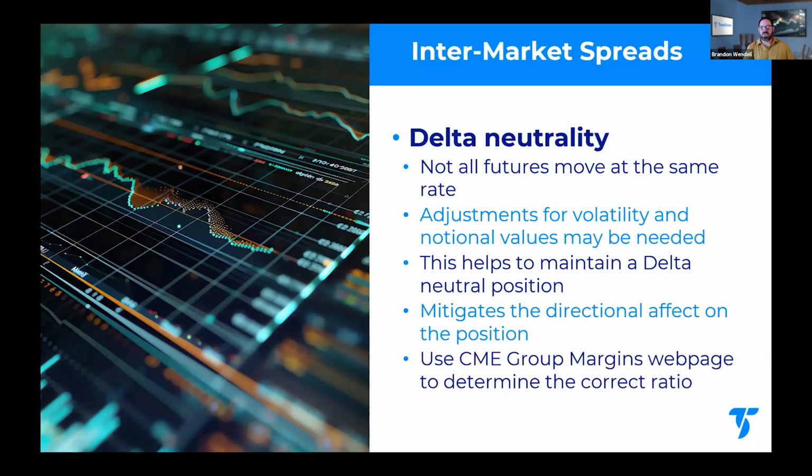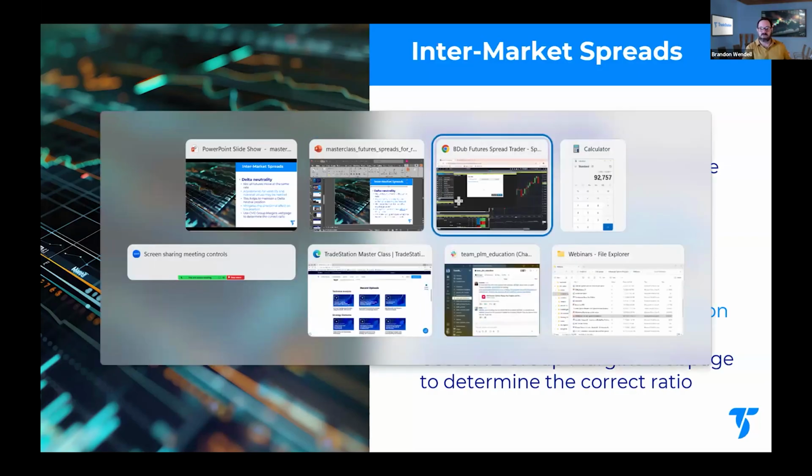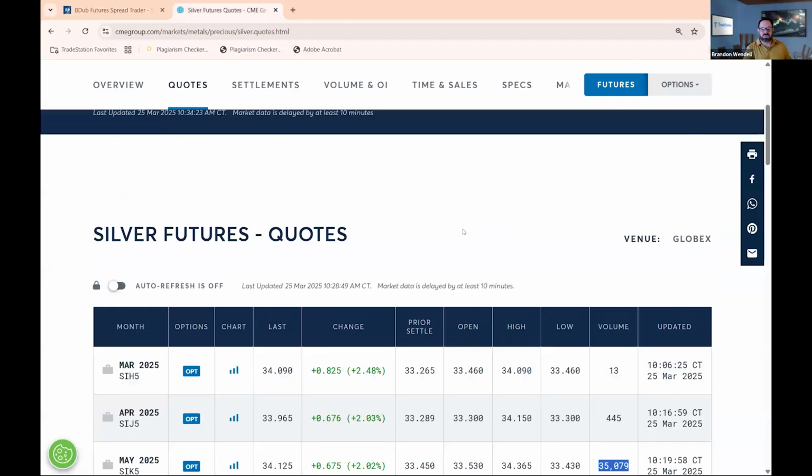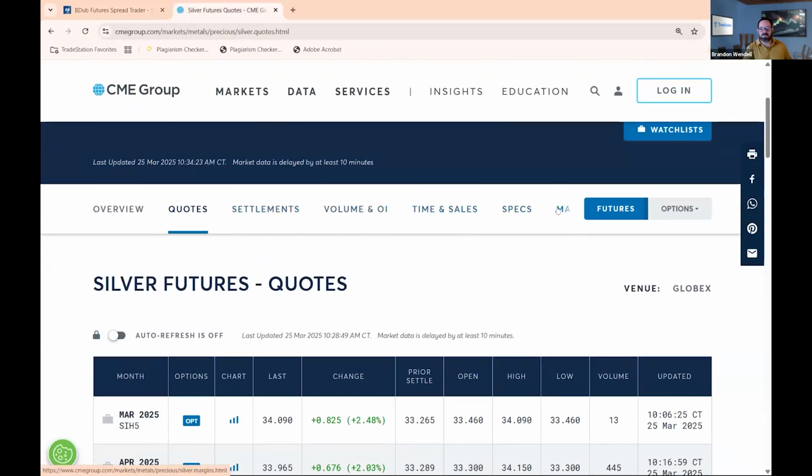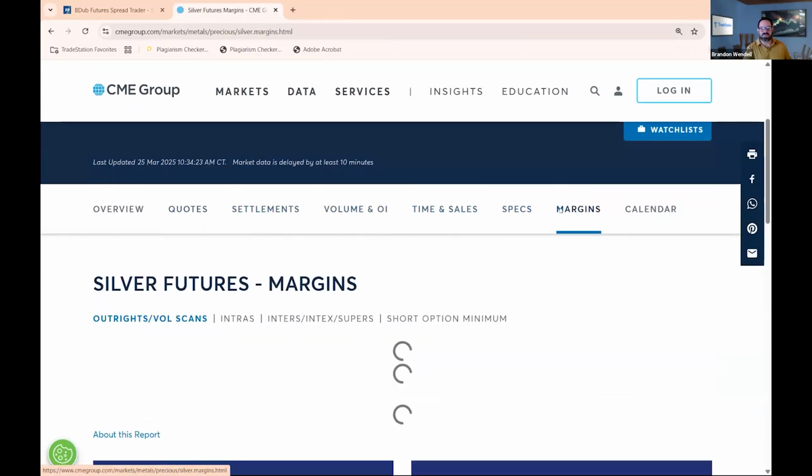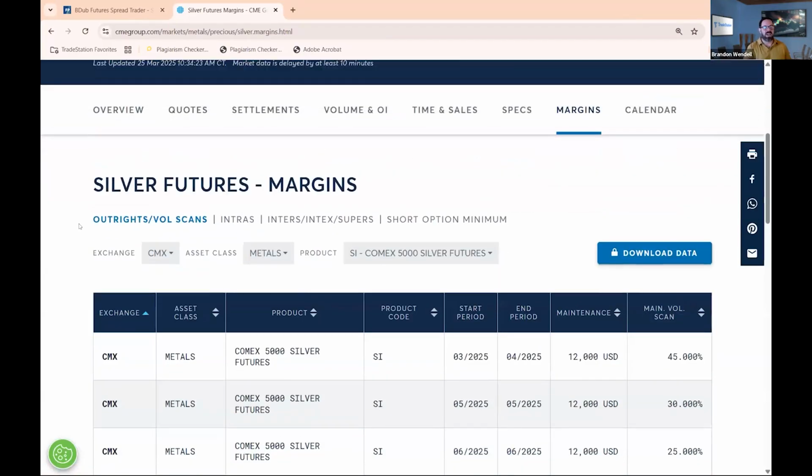Okay. So if you go to the CME group, there's actually a margin page that gives you the correct ratios when you go to the margins. Again, if I go back to the CME group page, scroll up a little bit, there it is, margins off to the right a little bit here. There it is. What you'll see is you've got outrights. Okay, that's the margin requirements for the single trade. In this case, I'm on silver. So just trading silver, that's the margin. Well, it shows the maintenance requirements.